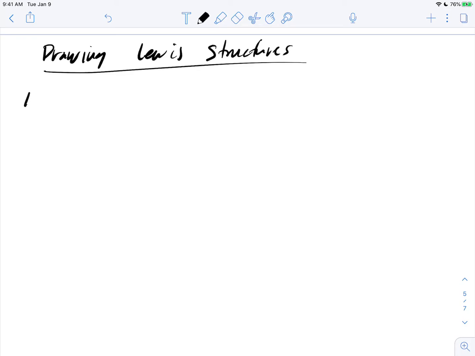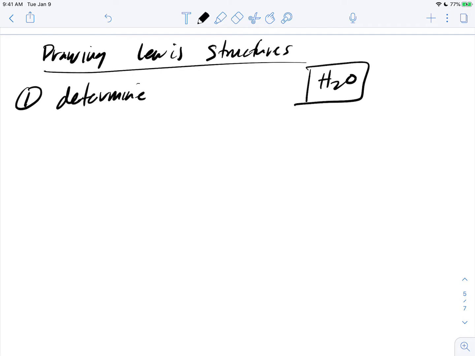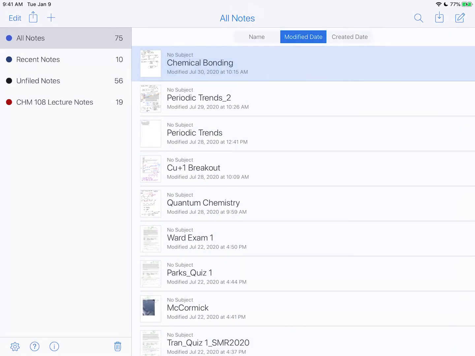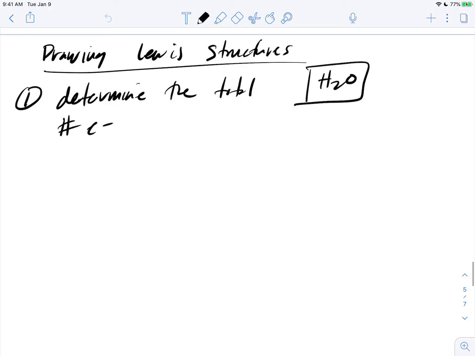Okay, so we got step 1. And so let's do water, because why not? So we'll do water as our beginning molecule. It's pretty simple. So number 1 is to determine the total number of electrons. This is really important because we need to know how many electrons are going to be represented in our structure, and our structure must maintain those number of electrons.